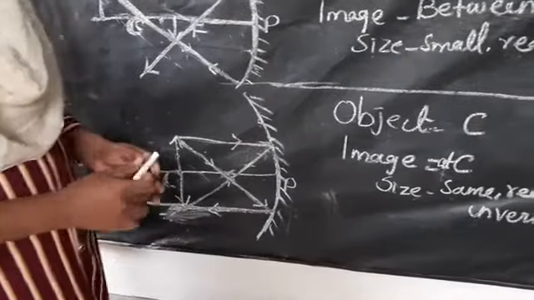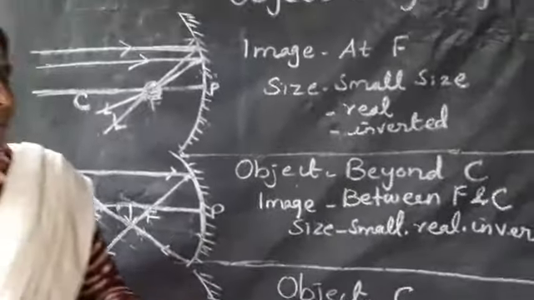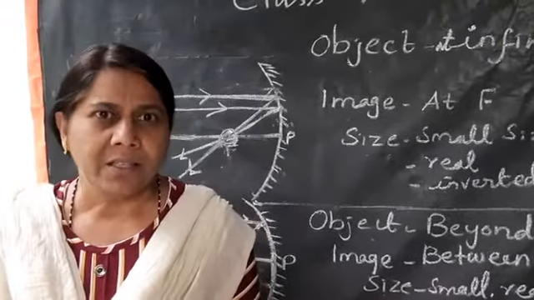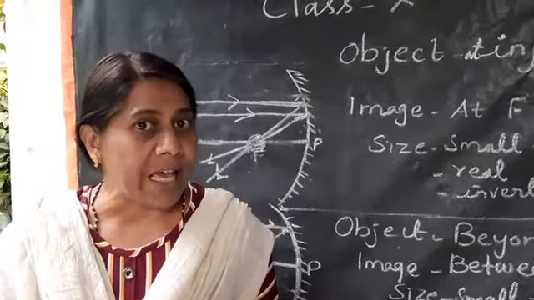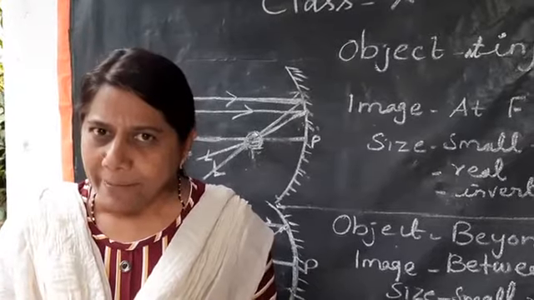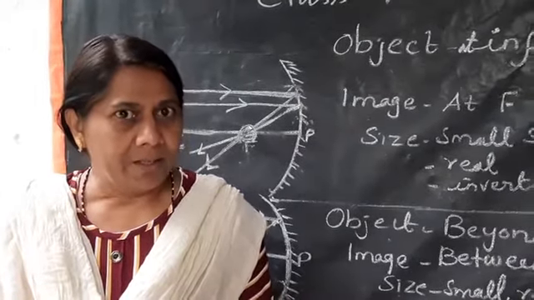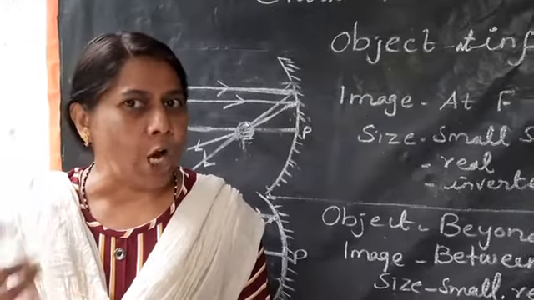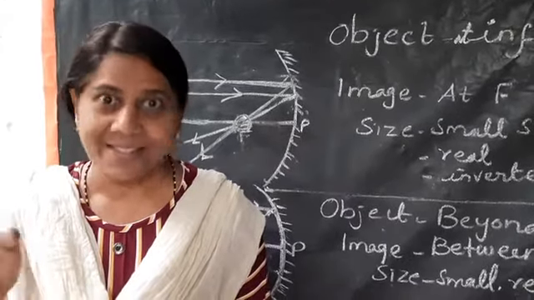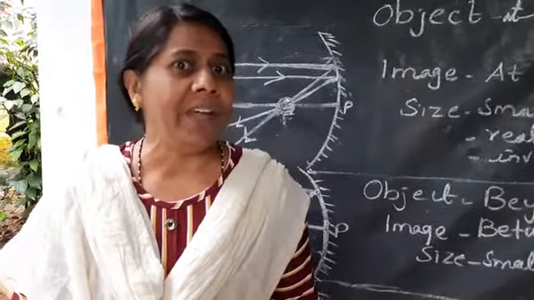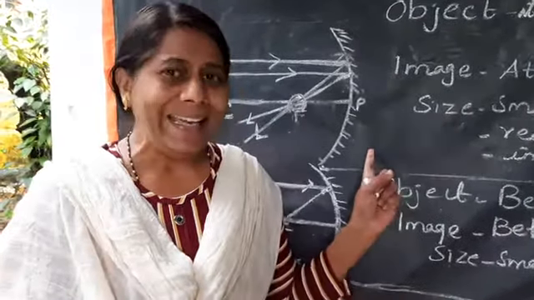Okay, dear ones, today you have learned how images are formed in a concave mirror with the help of ray diagrams. How many ray diagrams are in a concave mirror? Yes, 6 are there. Today we have learned only 3.